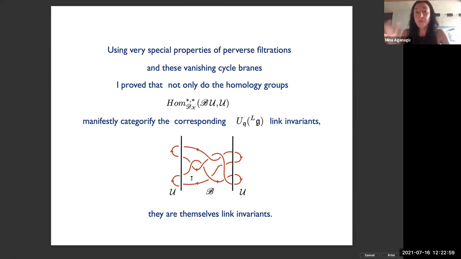So using very special properties of perverse filtrations, whose existence assumes mirror symmetry that I'm going to tell you about later, and these vanishing cycle branes, I proved with this assumption, the theorem with the star, that not only do homology groups manifestly categorify the corresponding link invariants, they are themselves link invariants.